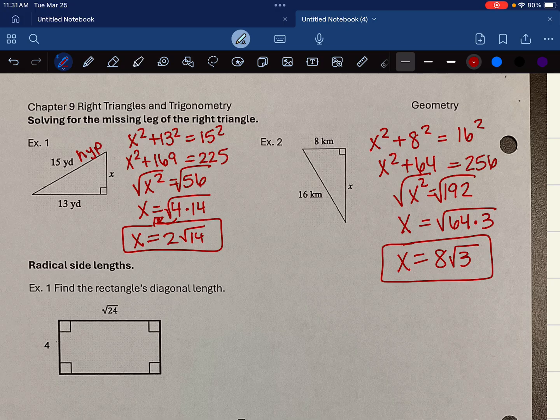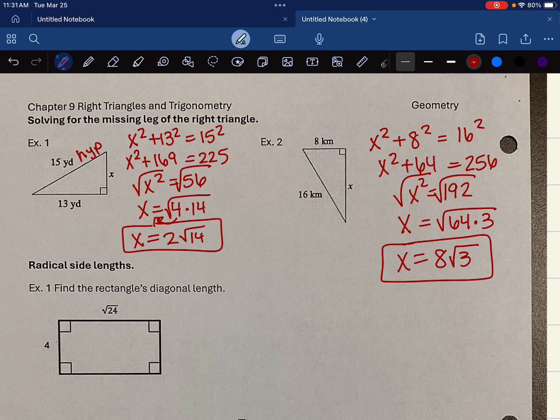Anybody got an answer for me yet? Is it 3 square root of 64? Yes, but you didn't finish it. It is 3 times 64, but what would be your final answer? 8 square roots of 3. Remember to take the square root of 64. Okay, so you should get x squared is equal to 192.